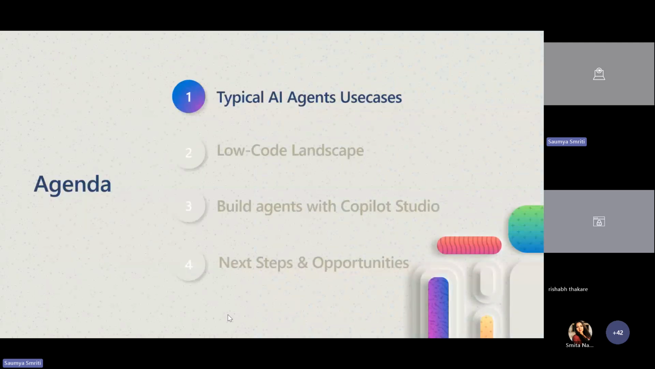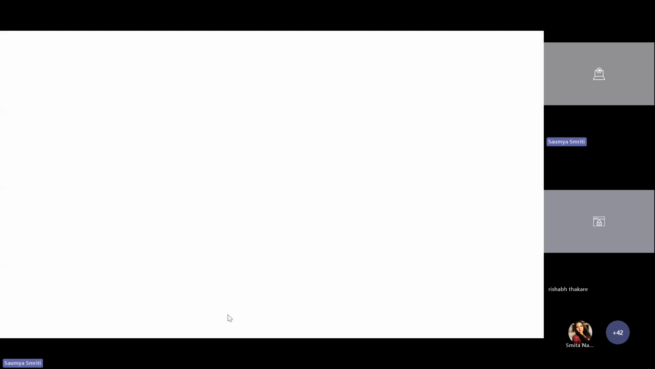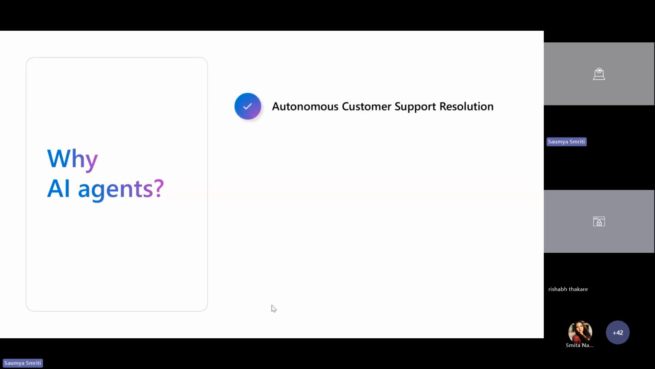The first thing we'll be looking at is typical AI agents. Why exactly do we use them? The first one that we have is autonomous customer support resolution. AI agents can handle end-to-end customer queries, which is one of the most repetitive tasks that we have currently in the market. But it not only takes the queries and answers them, it will also be able to take action based on the query. That's why we call it autonomous. That is the first kind of agent.